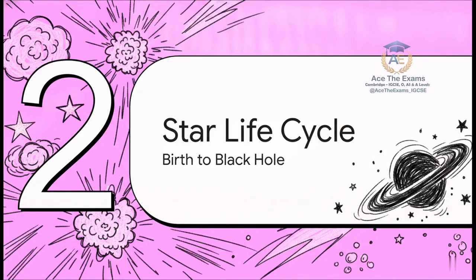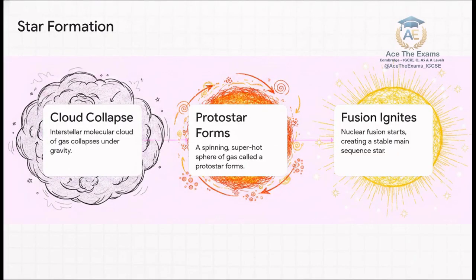Next up, Section 2, the star life cycle from protostars to black holes. This is where Cambridge loves to throw in 6-mark extended response questions. You need a rock-solid structural plan. Let's start with stellar birth.